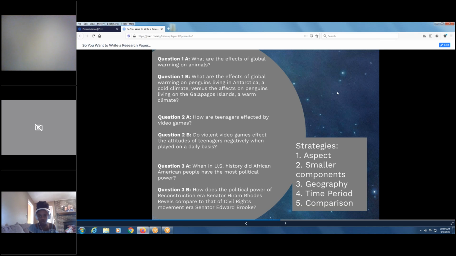Okay, yes, I have added an aspect. I've added aspects to it. Absolutely. Specific people comparison. Yes, absolutely. I've added time periods. We're comparing two people and two time periods. Geography. Let's see. There could definitely be a geography aspect, and that could be a further way to narrow it. Absolutely. We are looking at a geography because we're looking at where Senator Hiram Rhodes Revels was a senator, which I believe was in North Carolina, and Senator Edward Brooke. So we would be comparing those two.